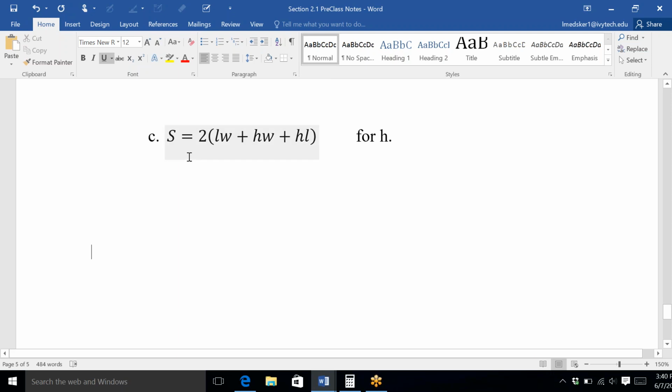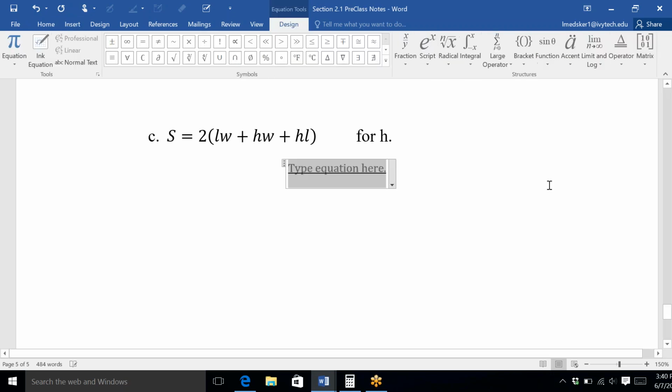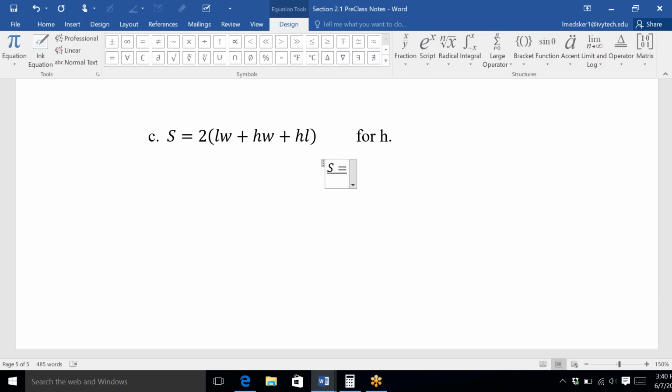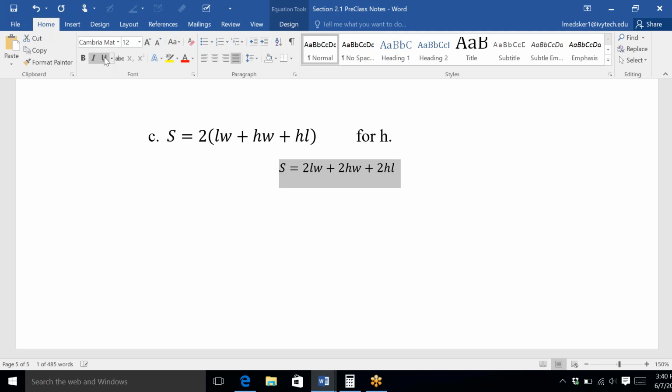Okay, so look at our last one. We're trying to solve for H. The trouble with this one is the H is inside the parentheses. Usually if that happens, you have to get rid of that parentheses to begin with. So I'm going to just distribute that 2 to everything so that I no longer have a parentheses. And it's underlining everything again. Hang on just a second. We do not want underlined. We do probably want italicized.